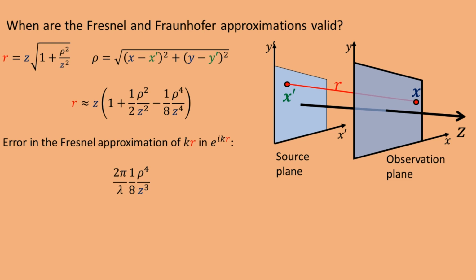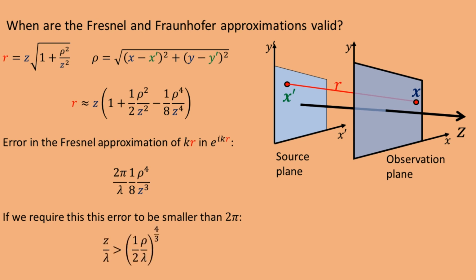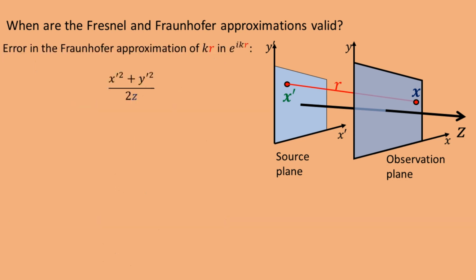So when is this error acceptable? Since we're looking at a complex exponential, which is periodic with period 2 pi, we require that the error must be much smaller than 2 pi. If we then solve for z, we find that z over lambda must be much larger than 1/2 times rho over lambda to the power 4/3 in order for the Fresnel approximation to be valid.